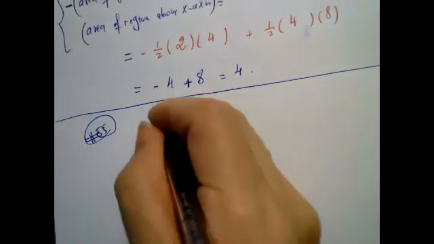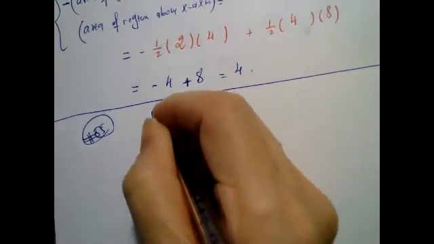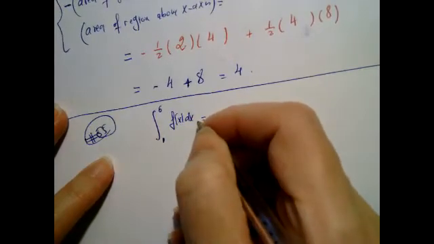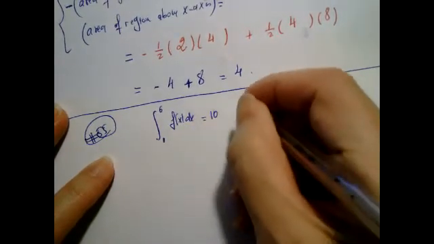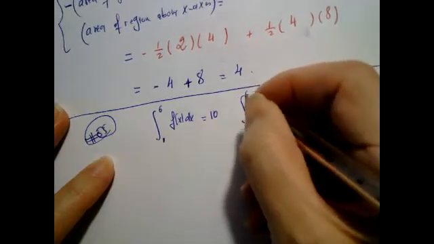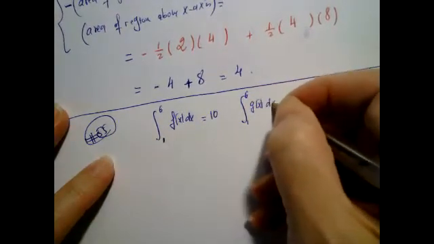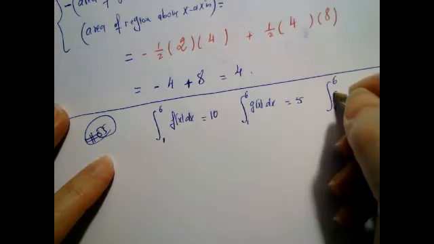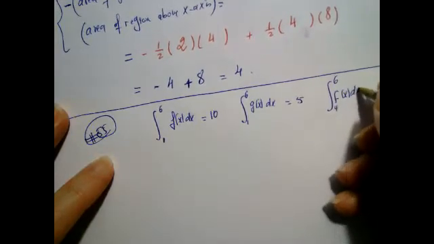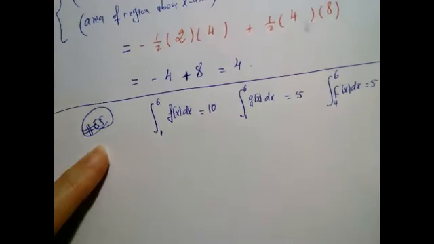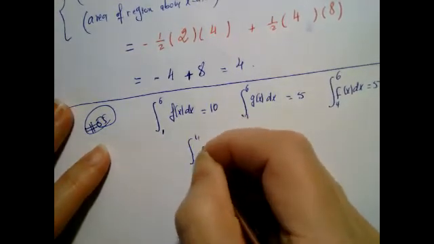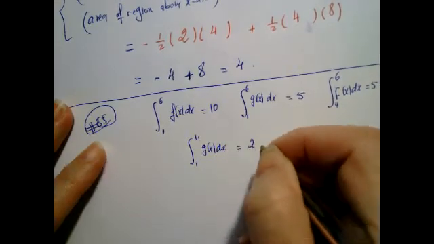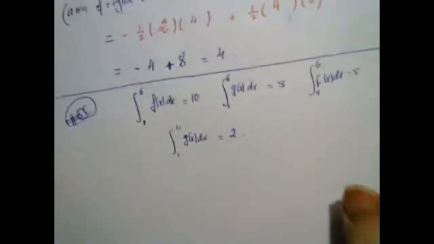So this is the given: integral from 1 to 6 of f of x dx is 10. Integral from 1 to 6 of g is 5. Integral from 4 to 6 of f is 5. So that's what's given to us. And the integral from 1 to 4 of g is 2. Okay? And I want us to evaluate a bunch of stuff.